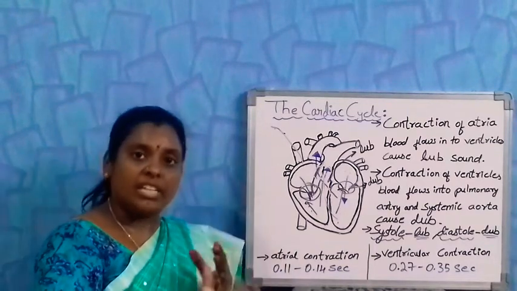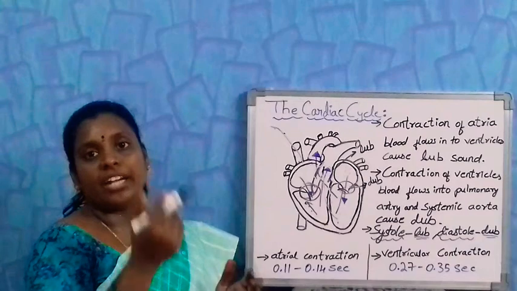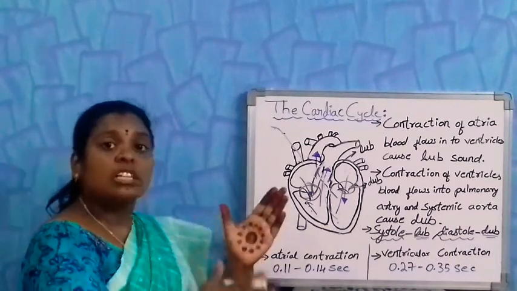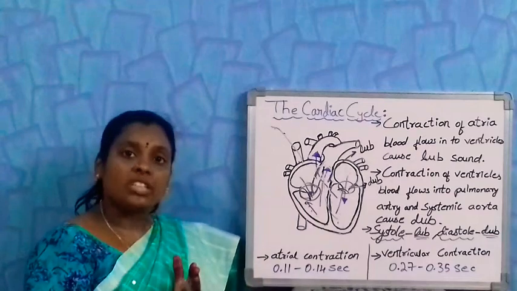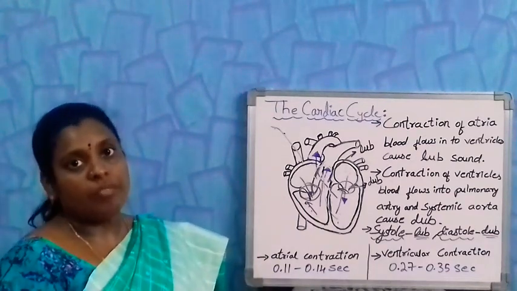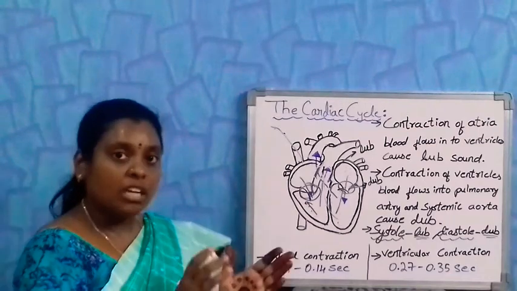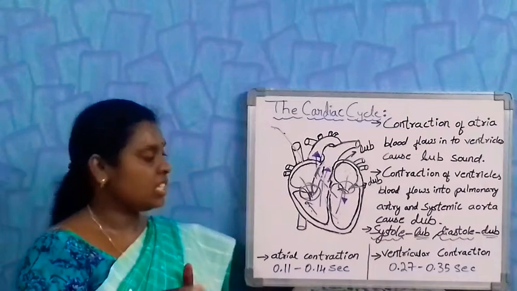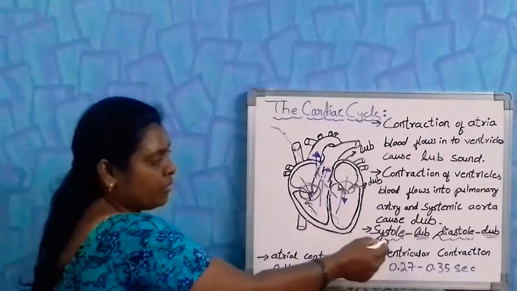So simultaneously, one is getting contracted and the other is getting relaxed. So this contraction and relaxation phase of the heart is called the cardiac cycle. You can see two phases here. One is systole and the other one is diastole.